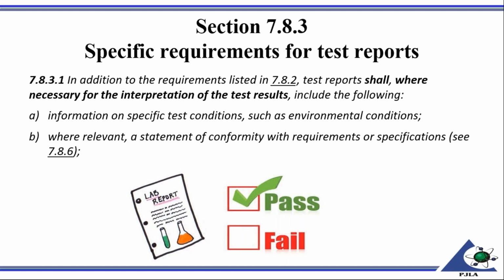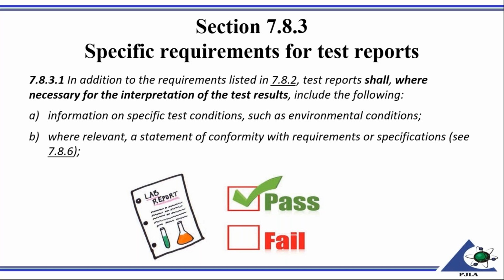Okay, section A, information on specific test conditions, such as environmental conditions. So environmental conditions generally are going to be temperature, humidity. The other very common one, although this may be more for calibrations, is atmospheric pressure or barometric pressure. But there could be any other environmental conditions that are relevant to the individual test, so keep that in mind.